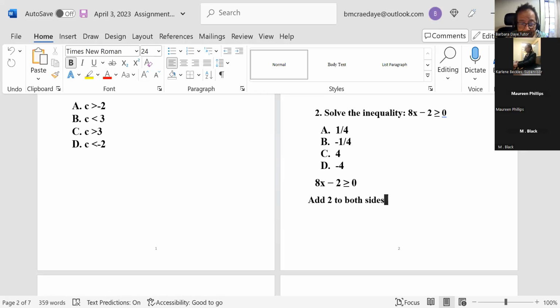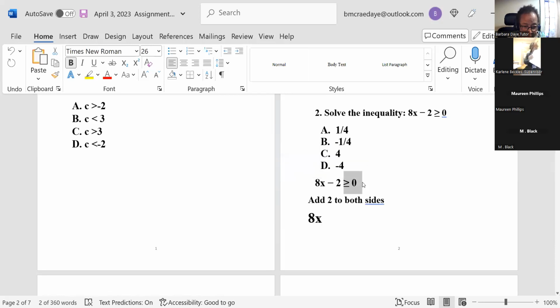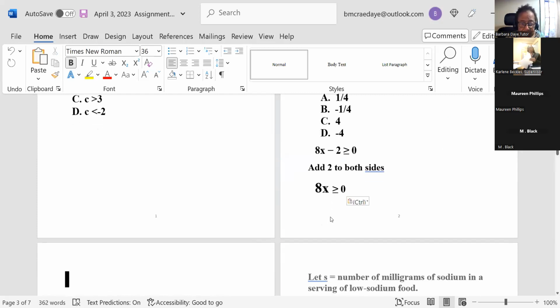But if you add, the 8x minus 2 plus 2 would just give you 8x. So we'd have 8x, right? And greater than or equal, let's put the 0, and then we put that 2 on the right because we added it. Okay. So that's greater than or equal 0, and we have to put the +2.